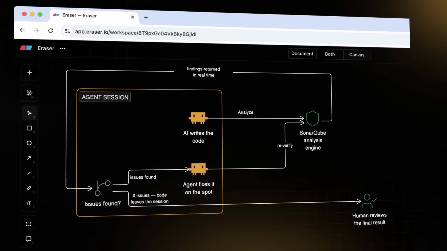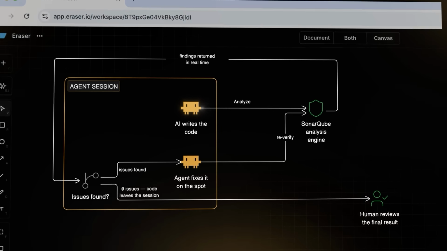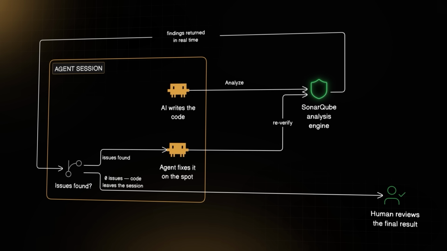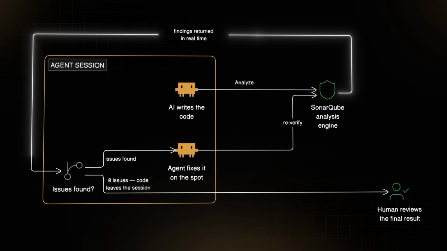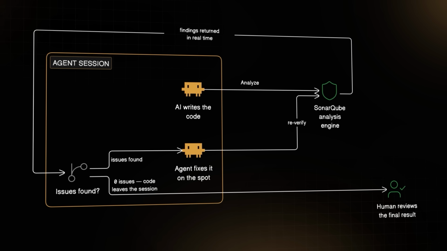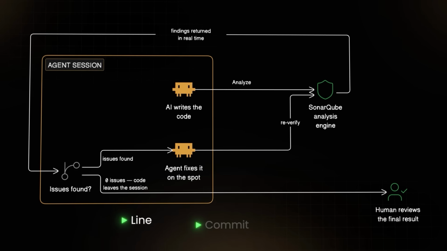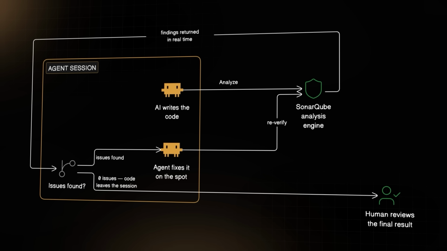Think about what this means in an AI-first development workflow. AI writes the code, SonarQube catches the issues in real time, the agent fixes them on the spot, and a human reviews the final result. That's the loop. Guide, verify, and solve. And it's more reliable because the check happens on every line, every commit, every PR. Not just when a senior engineer happens to catch something in review.